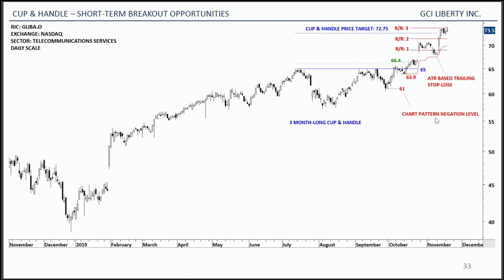From the start, I want to say that stop loss is a trading tactic, and where you place your stop loss will depend on how aggressive you want to be with these chart pattern breakout opportunities. And it's a trading tactic. It will depend on from trader to trader. Whereas chart pattern negation level or the appearance of a chart pattern, what qualifies as a cup with handle, what qualifies as a symmetrical triangle, these are all universal.